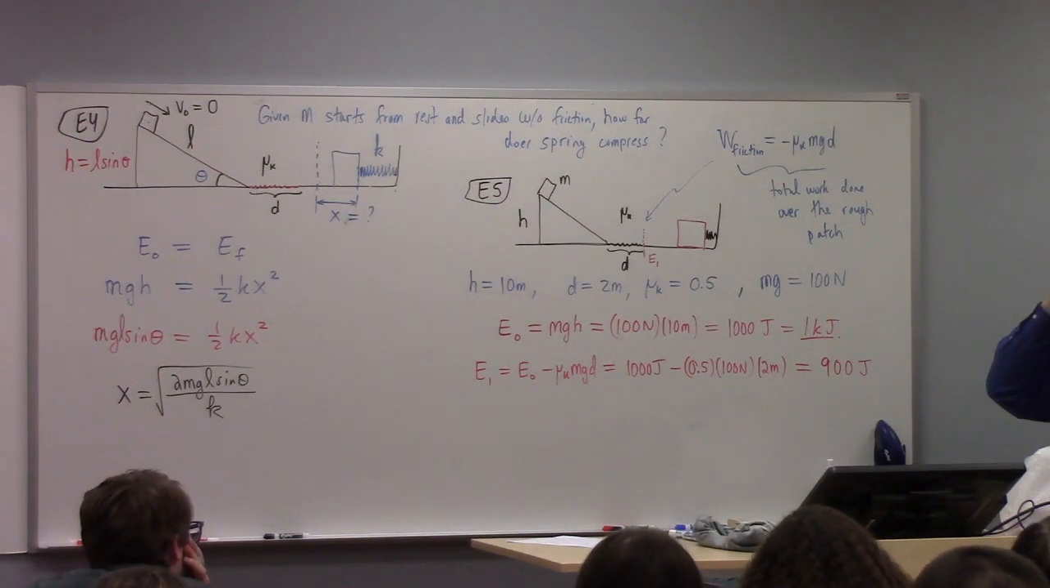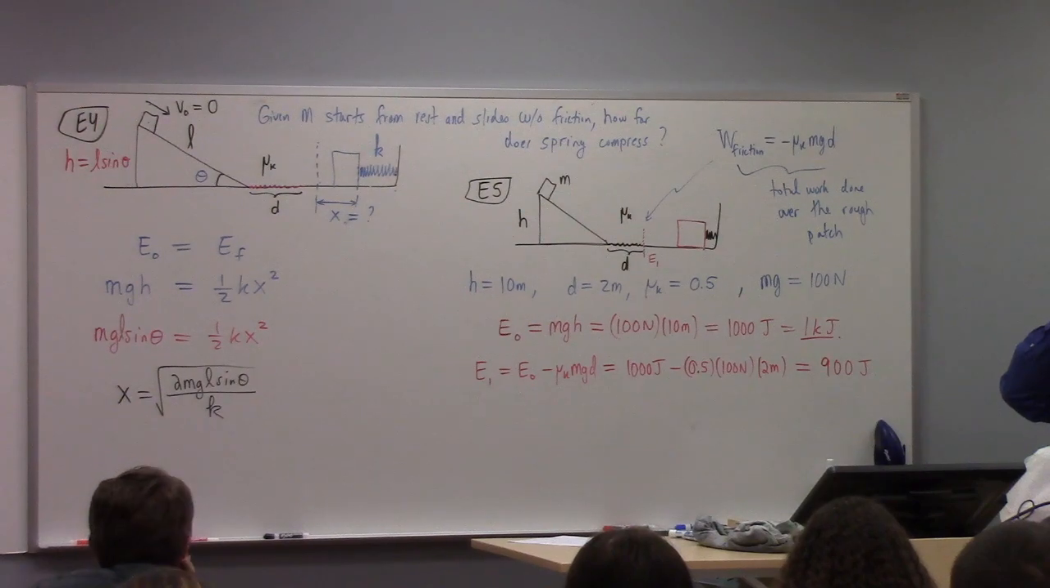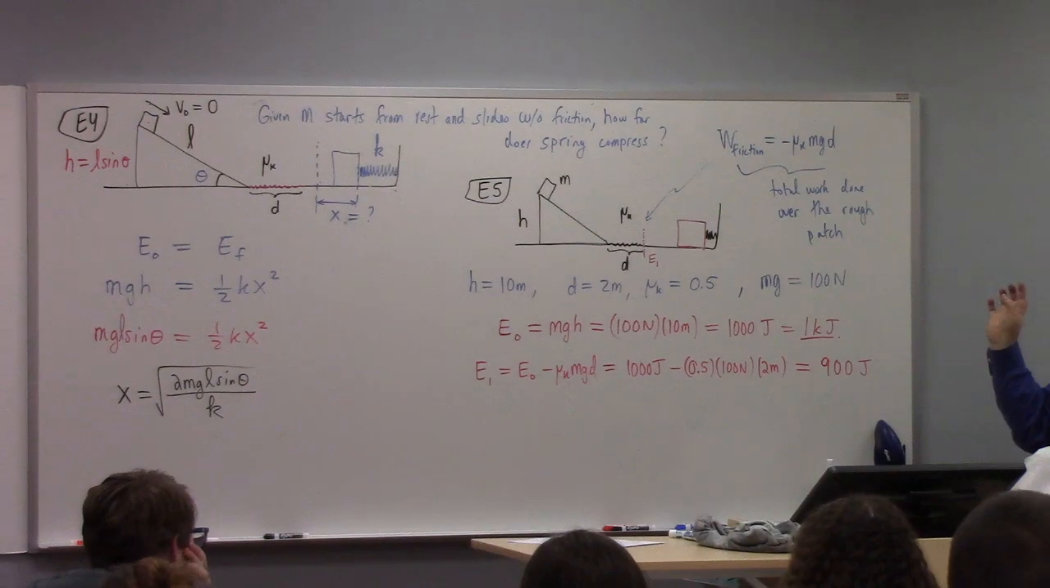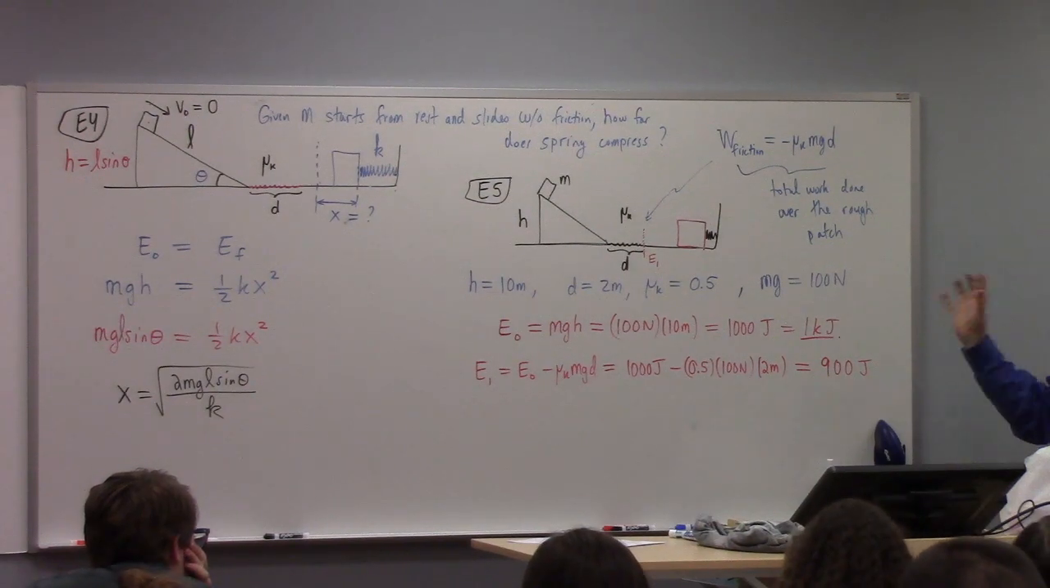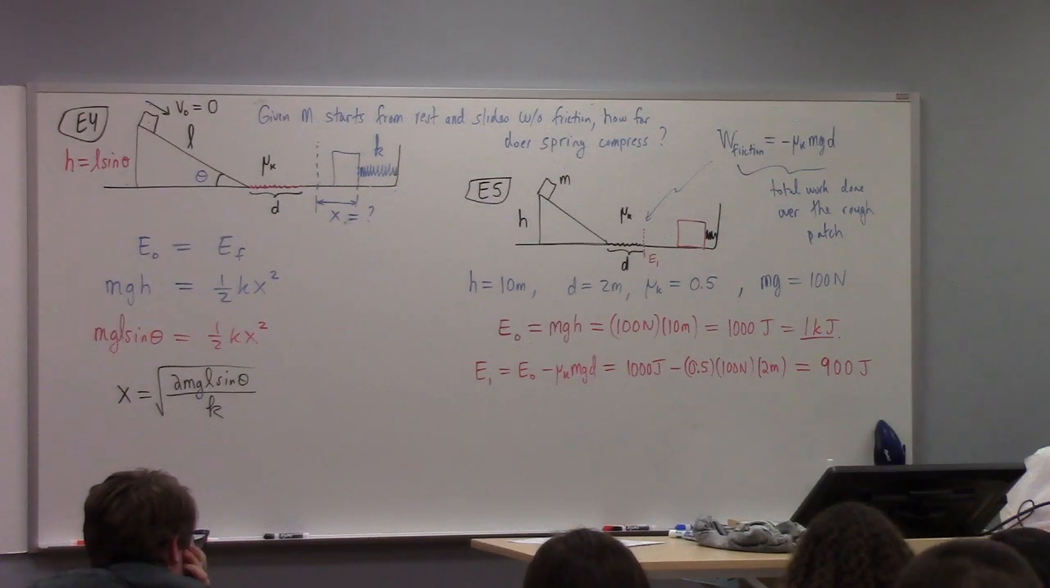Think about this. How much energy does it cost to cross the rough spot in this problem? 100 joules. Does that ever change? It doesn't, right? Because the friction force is independent of velocity here. This is just plain, naive kinetic friction, which doesn't depend on velocity. It just depends on normal force times the friction coefficient.